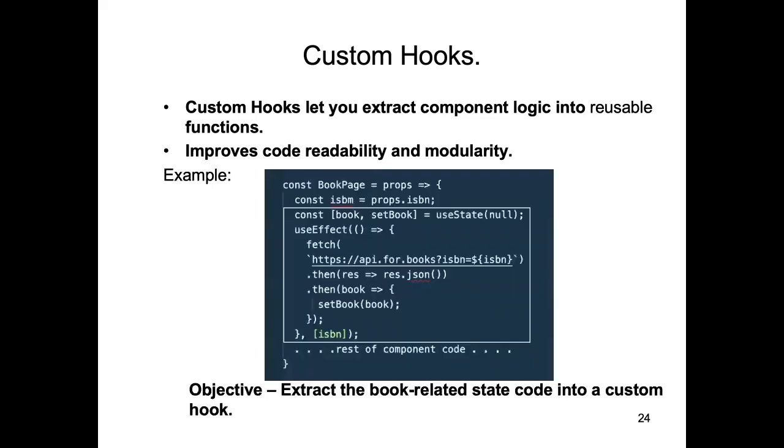So if we take this example here, which looks like it might be from a library management web app, we've got a component that is retrieving a book object from a web API and storing it in a state variable. And let's suppose that this logic is actually appearing in other components as well, because presumably there may be other pages within our web app that display book-related information. So what we would do is take the code that I have wrapped in the box and simply put it into a function of its own.